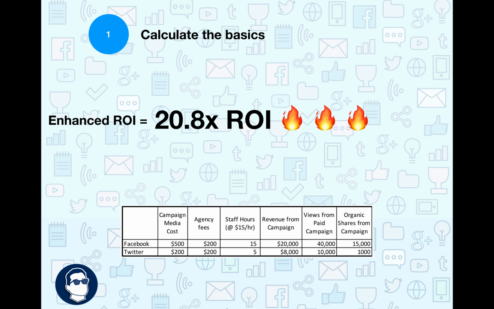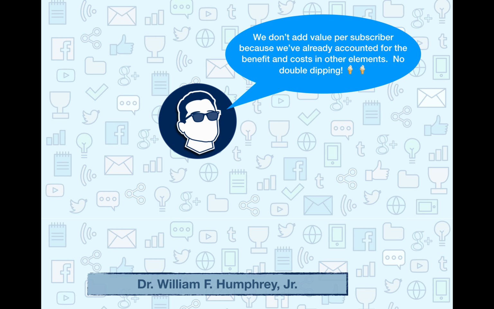If you noticed, I haven't had you calculate the value per subscriber or the total value of subscribers. We don't add that in because we've already benefited from that in other elements. Basically, the old adage, we don't want to double dip, comes into account here. Value per subscriber and total value from subscribers are great metrics, but not necessarily ones that I would include in an ROI. As you start to think about ways that you can enhance your ROI, make sure that you're asking yourself, does this improve the accuracy of the ROI, and have I actually already accounted for that in something else that I put into my metrics?